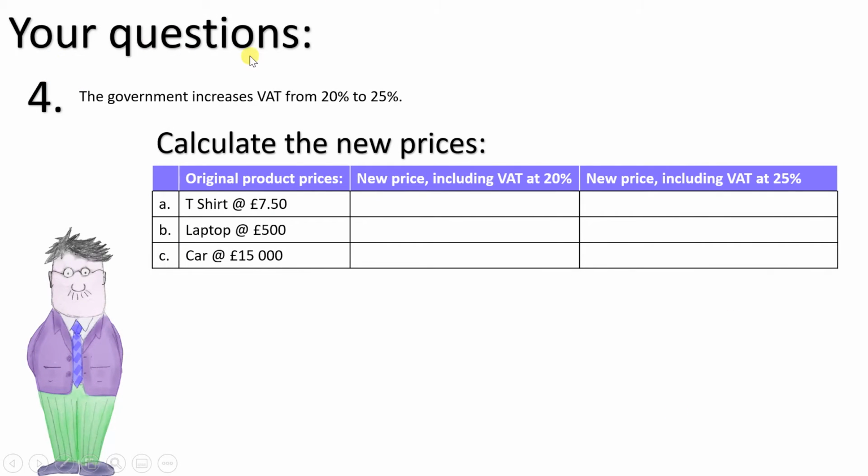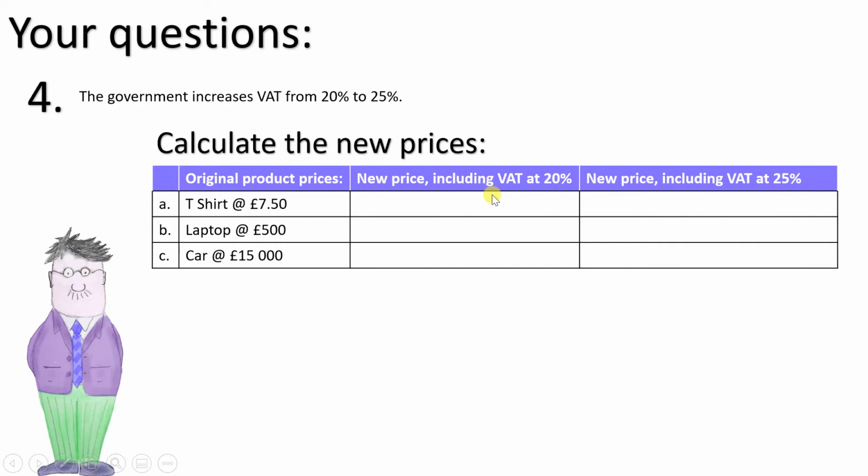Question 4. The government increases VAT from 20% to 25%. Your job is to calculate the new prices. So you've got a £7.50 t-shirt. First of all, you need to calculate 20% of £7.50, add the two together, and that gives you your new price. The second part is 25% of £7.50. You add the two together, and then you've got your second price.